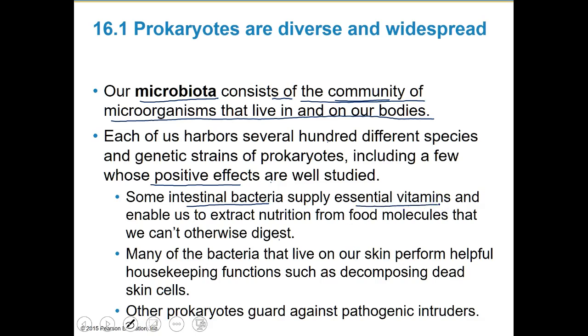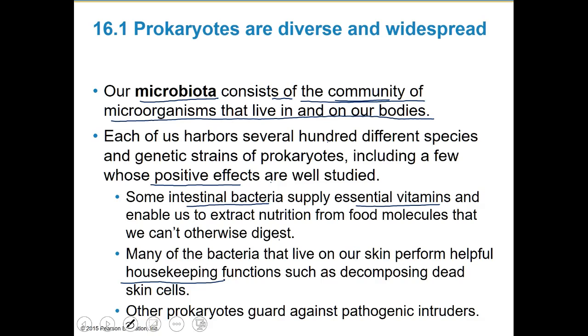All right. Many of the bacteria that live on our skin actually perform housekeeping functions, such as decomposing dead cells. So they're little housekeepers, like, let me just boot this out of the way because it's not really living well anymore. It's not being helpful. So we've got some cleaners. We've got some that help us get more nutrients out of our bodies, which is amazing.